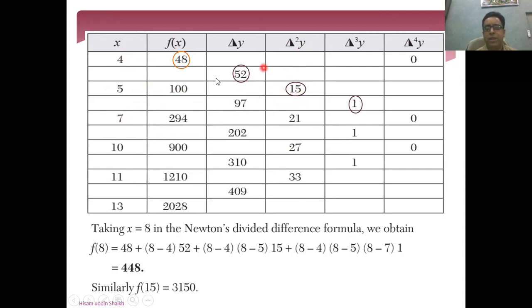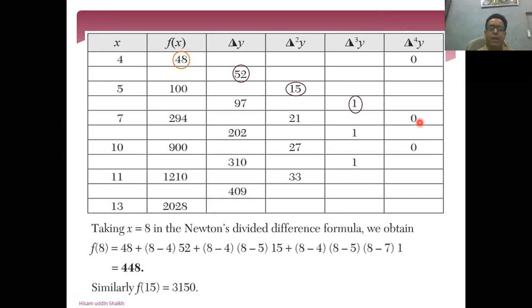So for the second difference we make a double jump. For the third difference, 3 jumps: 10 minus 4. For the fourth difference, 11 minus 4, the fourth jump. So up to the fourth difference the table is completed. In the fourth difference the values are 0, so the fourth difference is not necessary in the formulation. So this is a difference table.